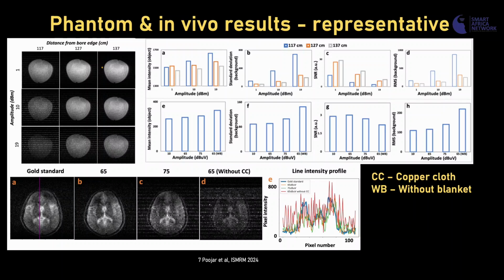When we quantify this for different amplitudes and different distances for the phantom and for the in vivo, you see what you mostly expect. That is, with an increase in amplitude for a particular distance, the EMI effect tends to be more. Similarly, when you go farther away from the scanner, the EMI effect reduces.